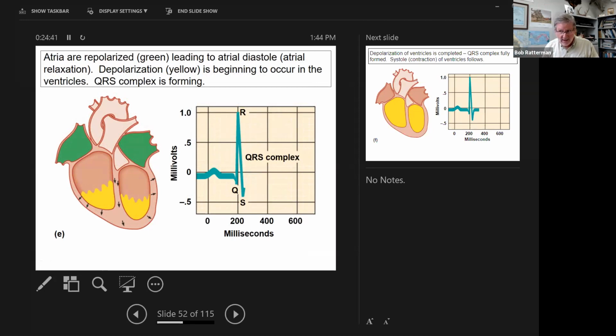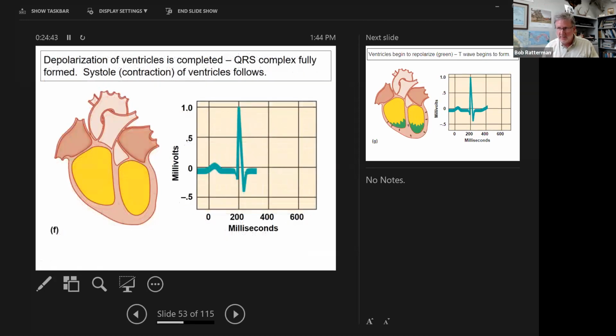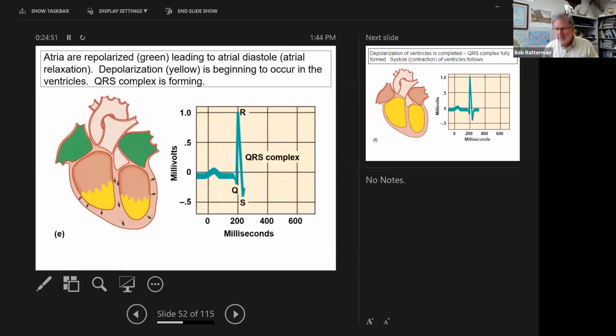So what is the QRS complex? It's two things. It's depolarization of the ventricles, and what else? What do you see here in green? The relaxation of the atria. Well, that's the mechanical process, but this isn't measuring that. So what's the answer? Depolarization of the ventricles and repolarization of the atria.